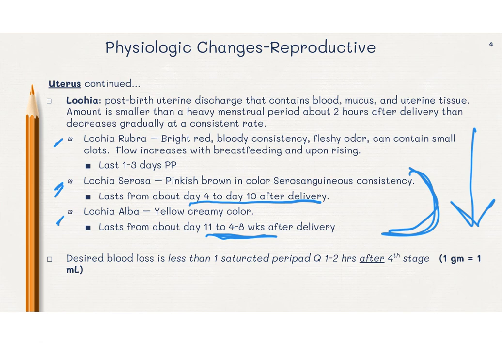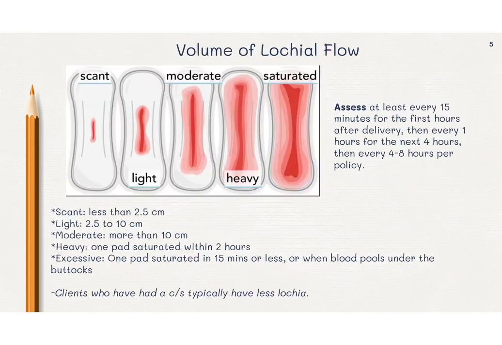What I wanted to show you on this last piece on this slide talks about the desired blood loss. Okay, so this is what is normal. Now, if something more than that is going on, it's going to lead us to have a conversation about a postpartum hemorrhage. So this is just a visual image of the different kinds of documentation that you're going to do when you're speaking about lochia flow. This right here just came directly out of your book.